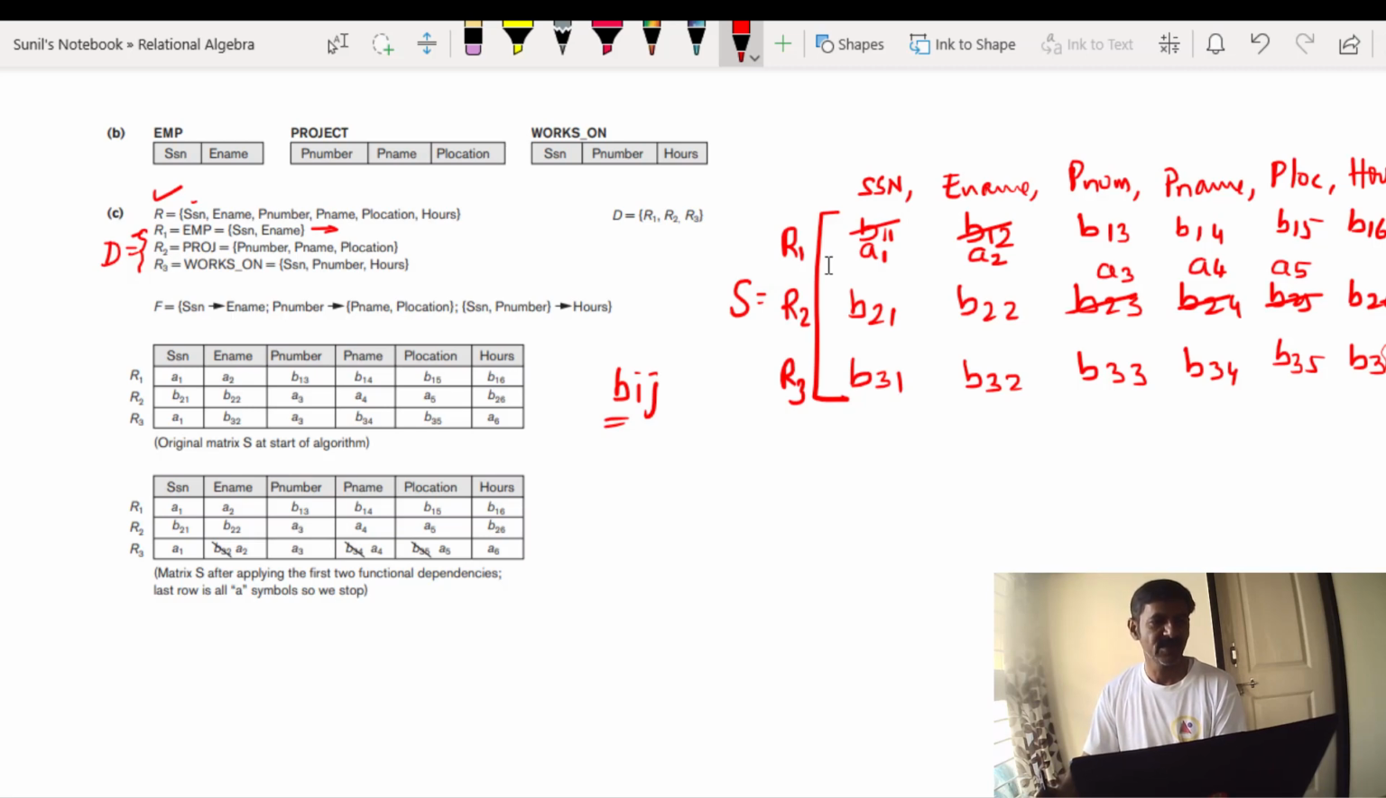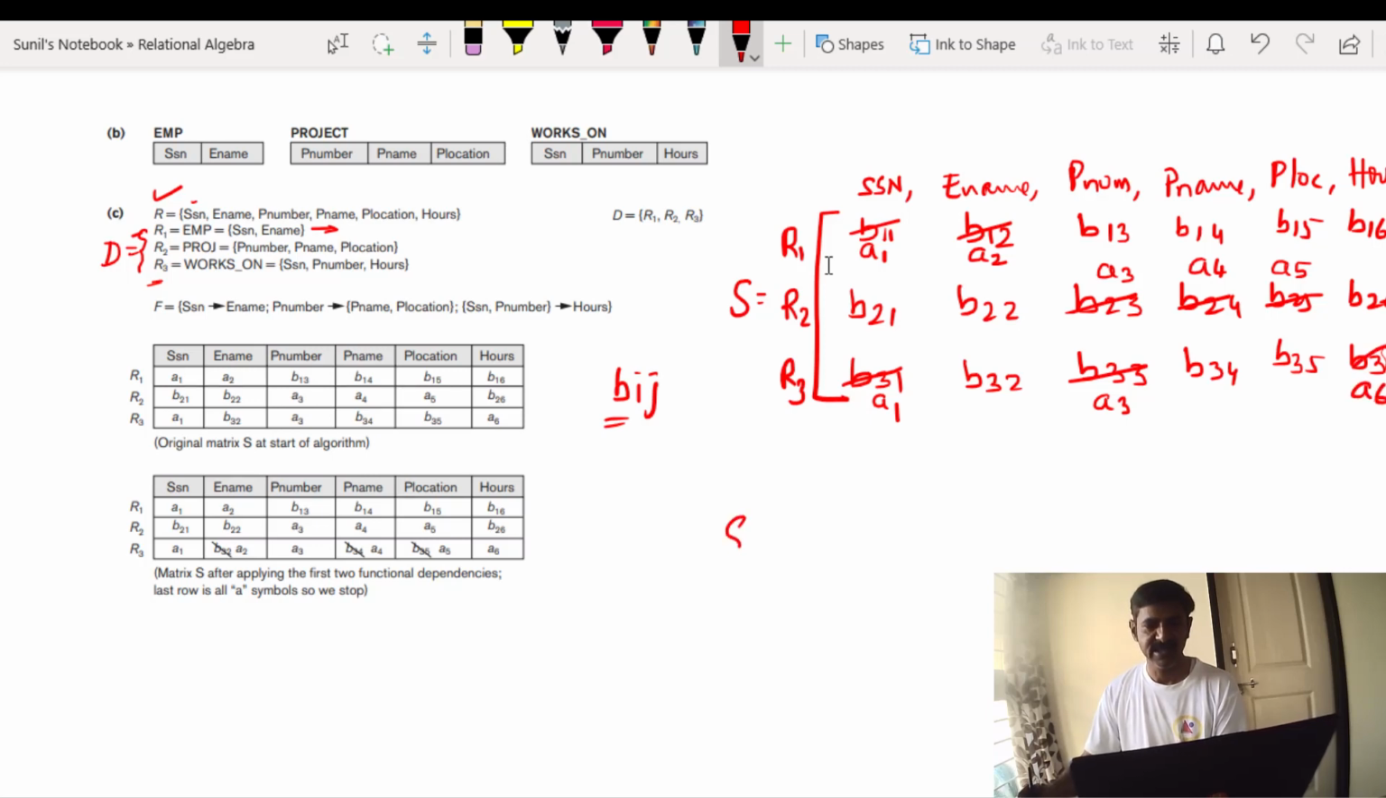Now, the third row, or the third decomposition, is works-on, which is SSN, again this has to be replaced by A1. Then P number, which is A3 here. Then hours, that should be replaced by A6.